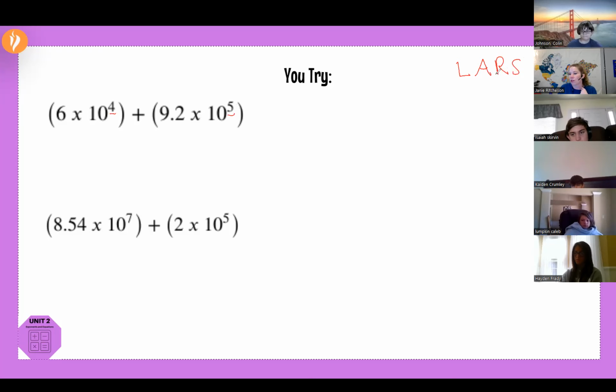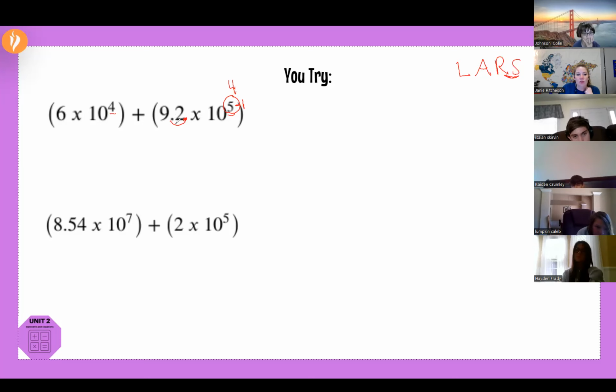Okay, so what do you want to use? 4 or 5? Hold up your fingers. 4? Okay, we'll make a 4. So we're going to change this one to a 4. Since we subtracted from the 5, that means we move our decimal to the right.